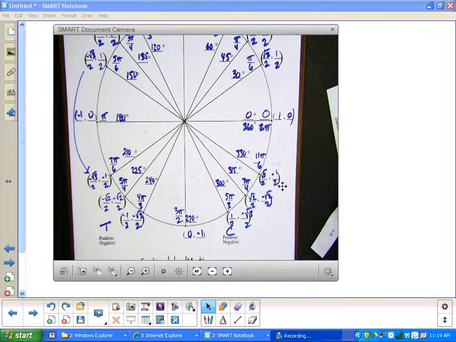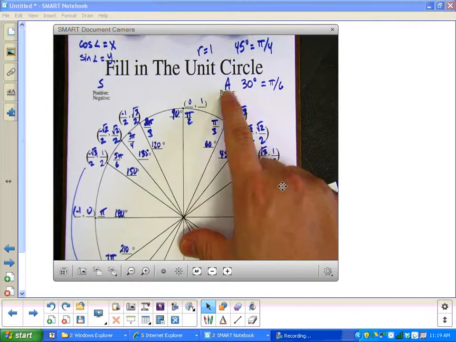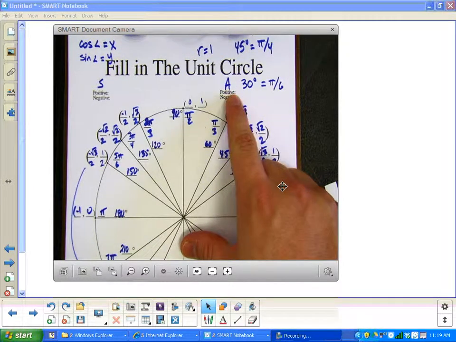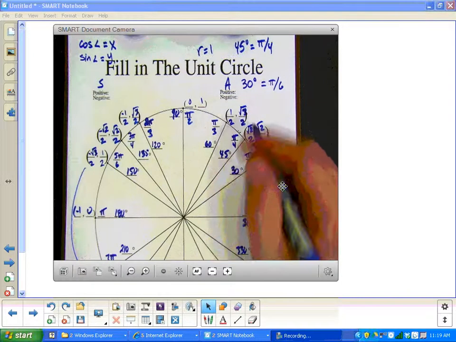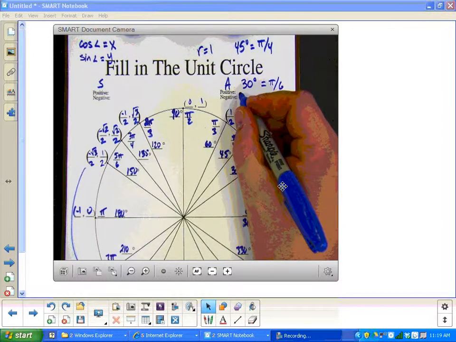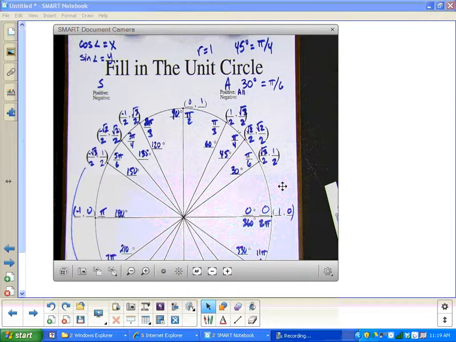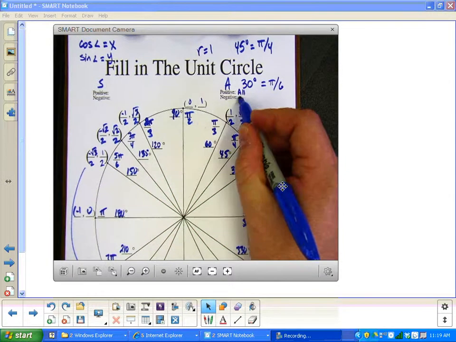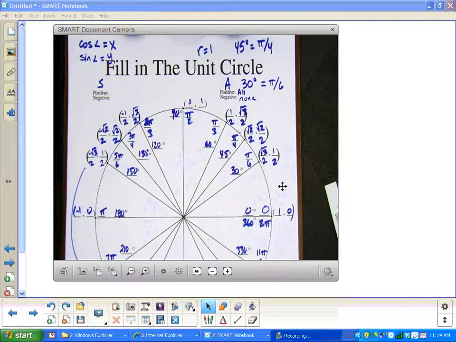All right, now, what this tells me is this letter tells me which ones are positive. So which ones are positive in the first quadrant? All of them, all 6 of them. So you don't have to list all 6. You can just write all. And so which ones are negative? None. Okay, if all of them are positive, then none of them are negative.